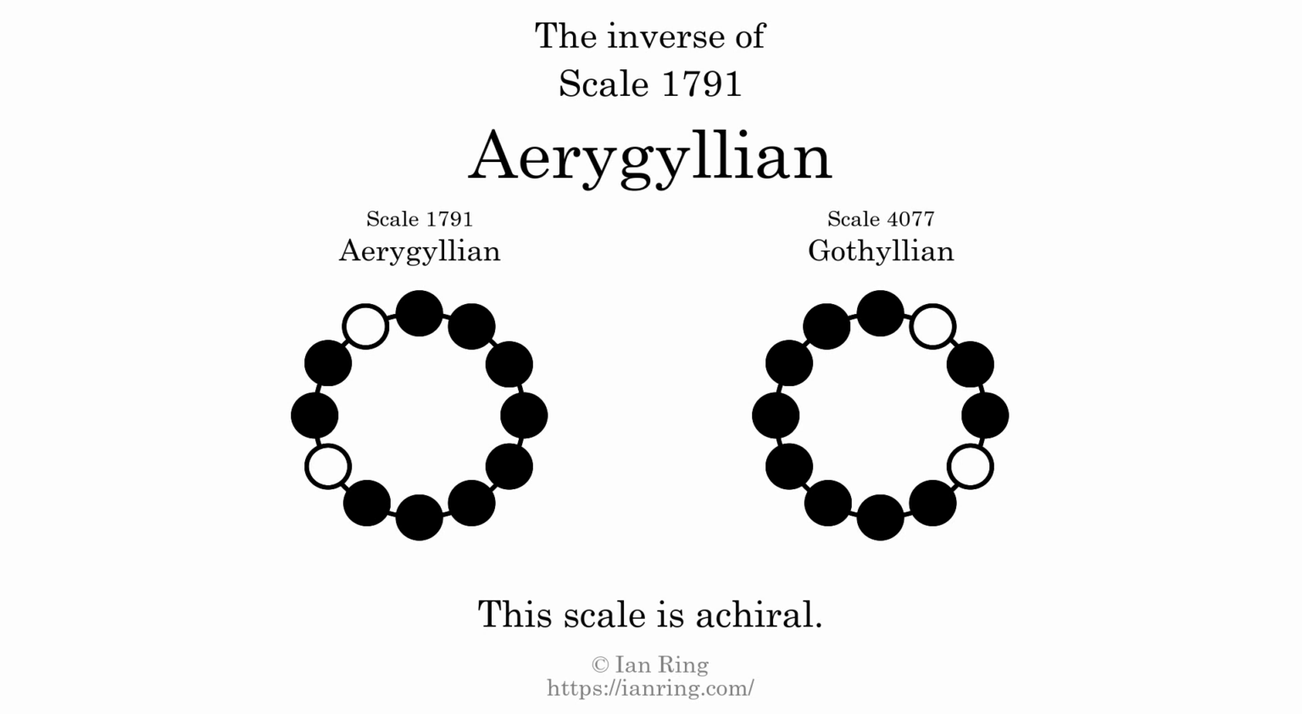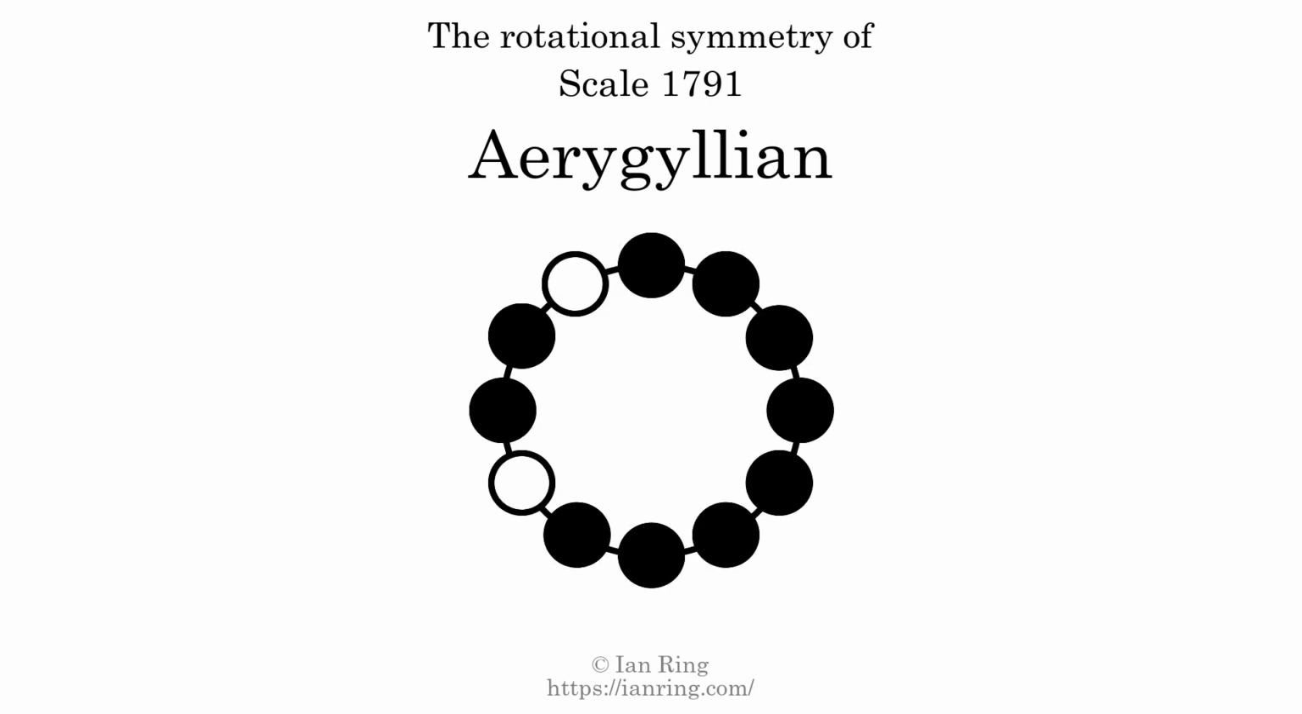The inverse of a scale is a mirror image. It is what you get when the sequence of intervals is reversed. The inverse of this scale is scale 4077, also known as Aerygyllian. This scale is achiral, since it can transform into its own reflection by a rotational transformation. This scale has no rotational symmetry.